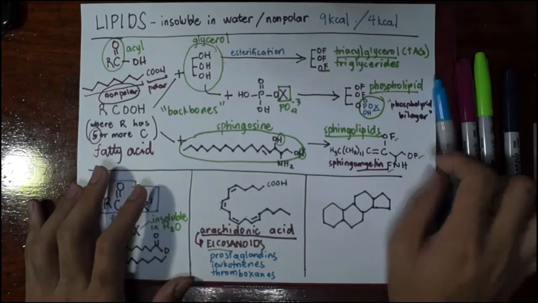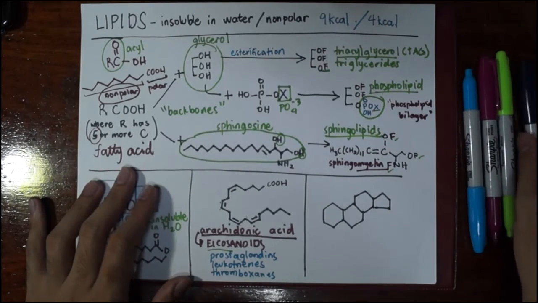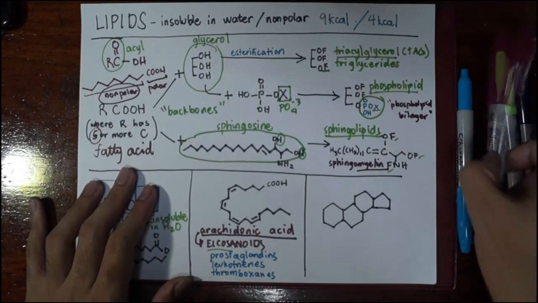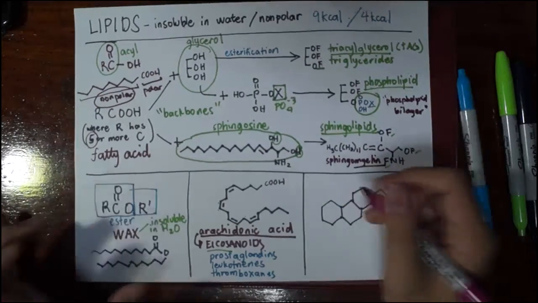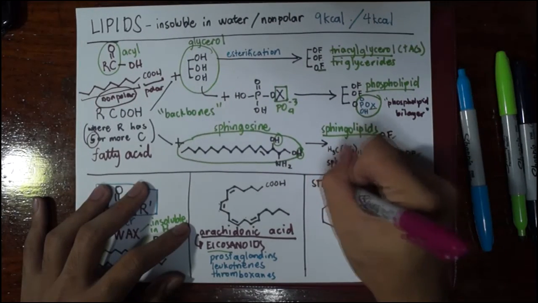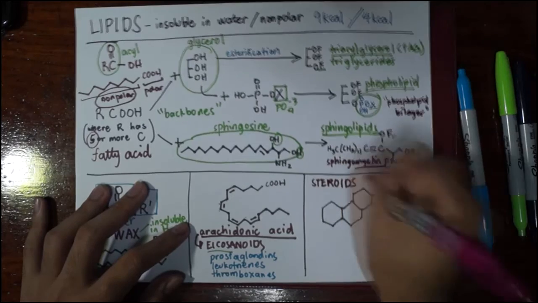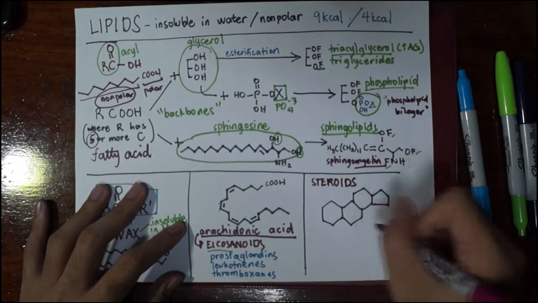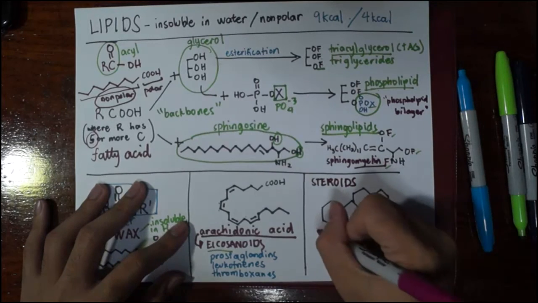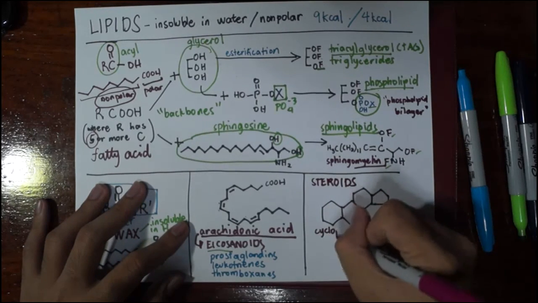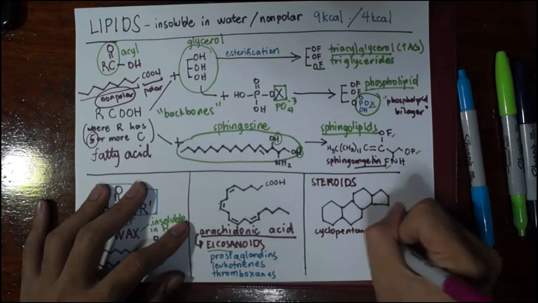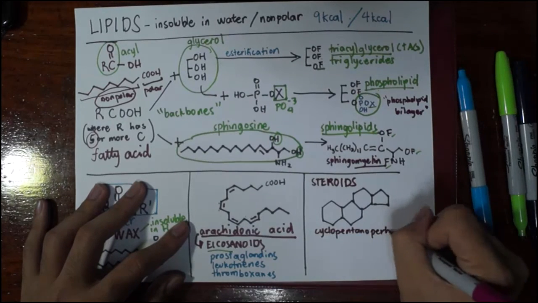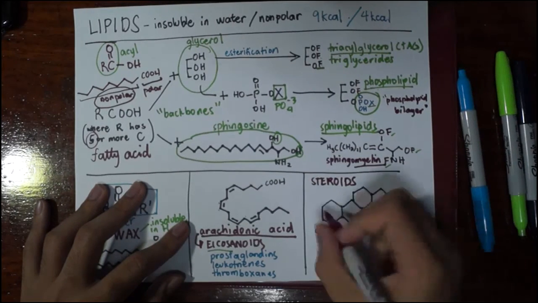Finally, the last class of lipids I'm going to demonstrate here have this nucleus, and actually these lipids are known as steroids. Steroids, alright? So they have this nucleus here, a 4-ringed nucleus. The name of this is cyclopentano perhydro. Yes, it's a very long name.